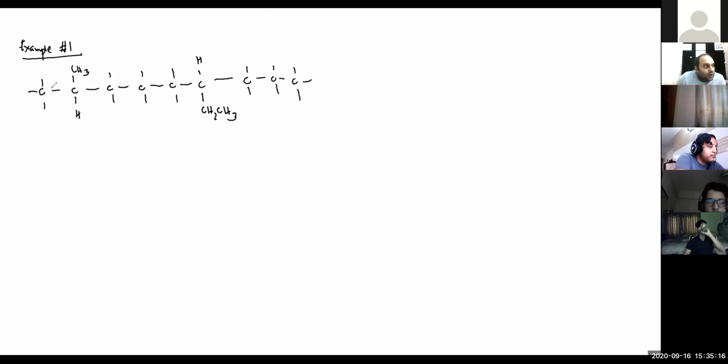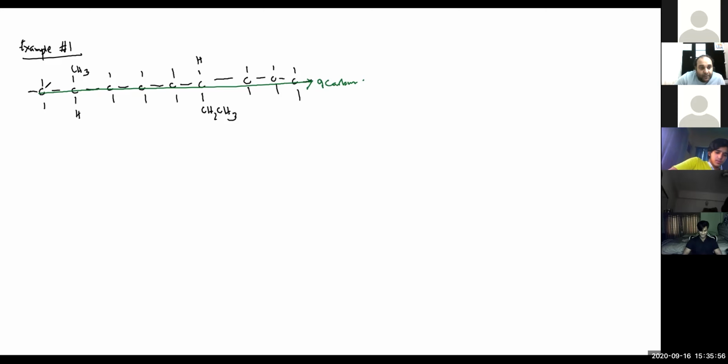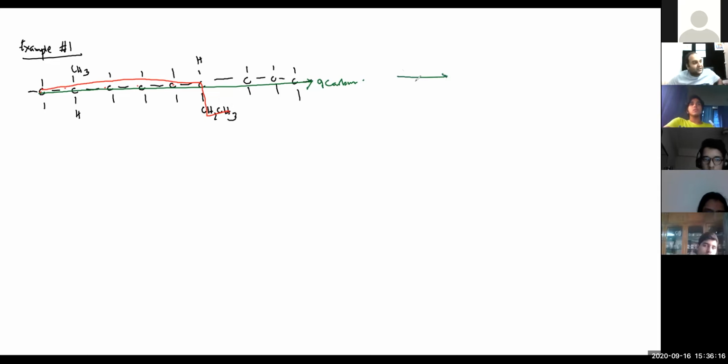So what can our longest chain be? If we go from here to here, 1 2 3 4 5 6 7 8 9, then this chain has 9 carbons. And this one could be 1 2 3 4 5 6 7 8. So which one do you think is the longest chain? Easy guess. 9. Yes, sir. The middle one. The green line, right? Yeah, the green.